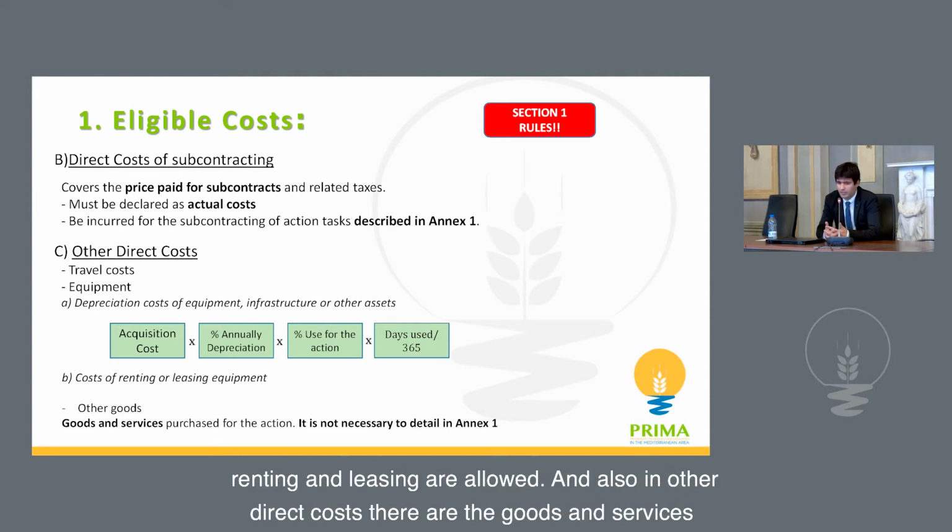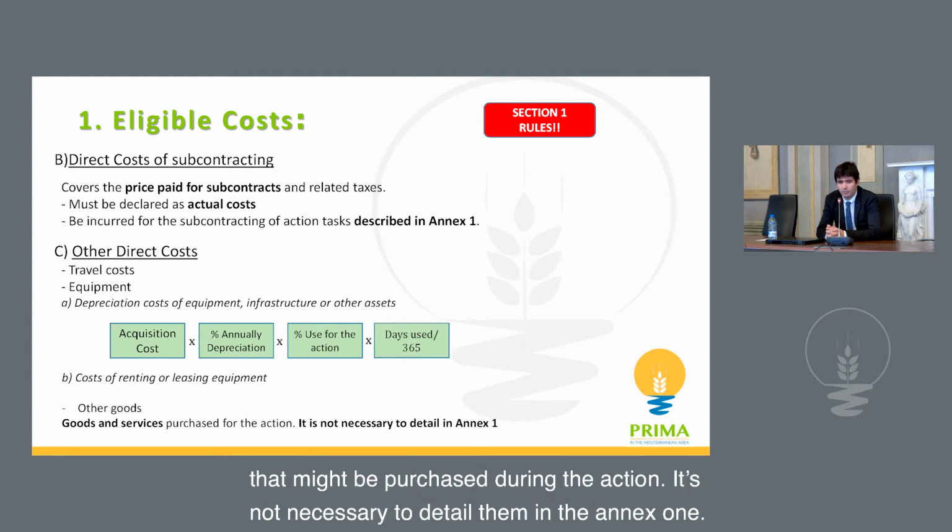Also, costs of renting and leasing are allowed. And also in other direct costs, there are the goods and services that might be purchased during the action. It's not necessary to detail them in the Annex 1.